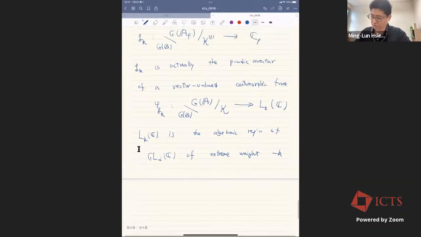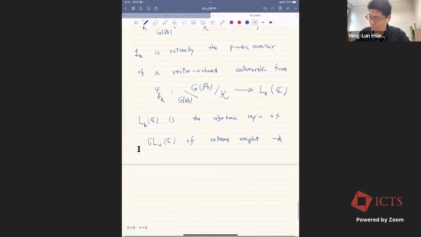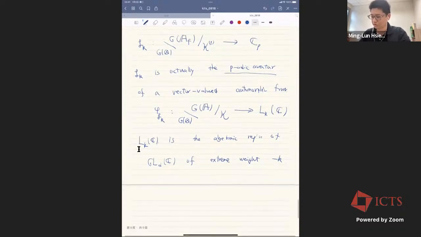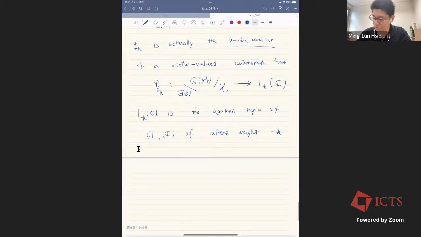Okay, so here I did not explain, because of time, what I mean by p-adic avatar. But F_K and phi_{F_K} have a very simple relation, though it's rather complicated to write it down here. So I just say it's a p-adic avatar of a vector valued automorphic form.